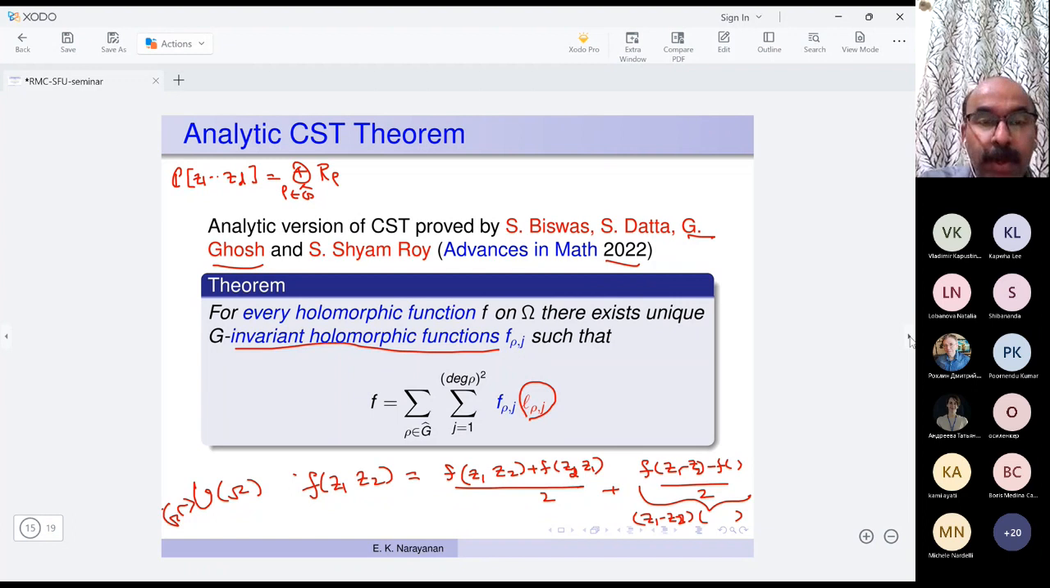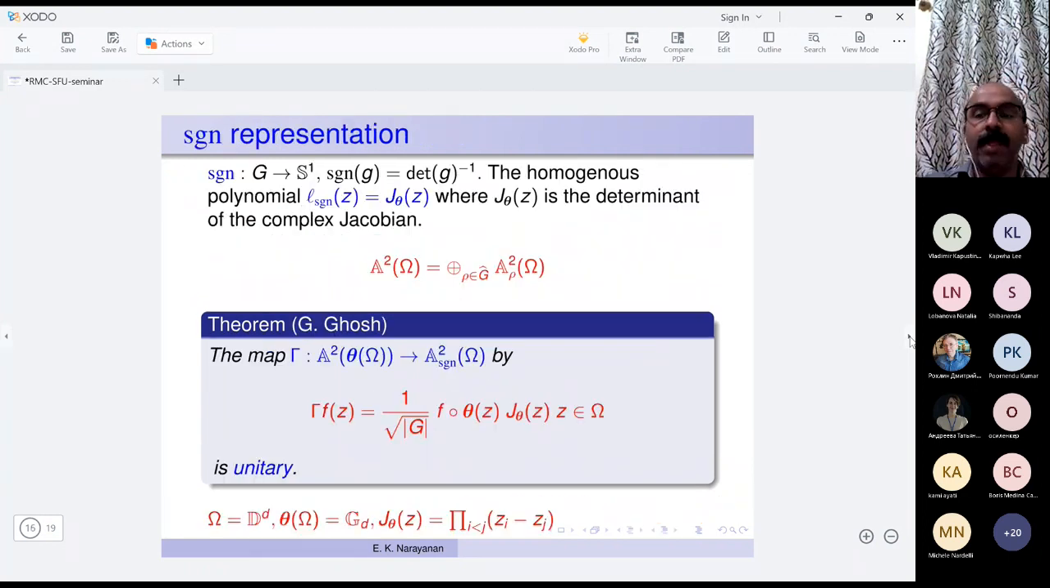Okay, so let us continue. I might finish quite earlier than time, but let's see. So now we go to some more representation theory, the sign representation. If you have a pseudo reflection group, there is a sign representation. That is sign of g equal to determinant of g inverse, and you can see that as a character. So it's a one-dimensional representation.